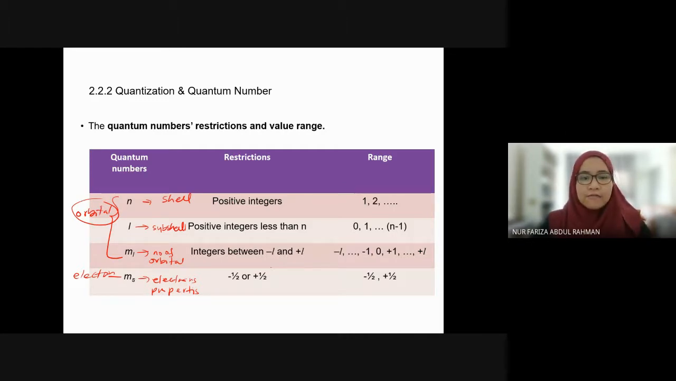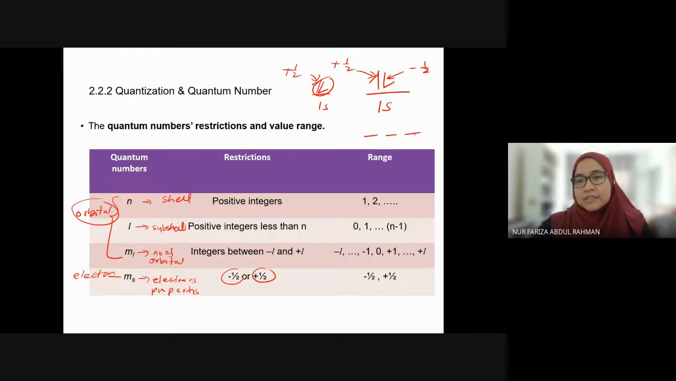So for MS we have positive half and negative half. These two are not dependent on N, L and ML. It's just that we should know that in one orbital, let's say we have a 1s orbital, the maximum number of electrons that can occupy this orbital is 2. Let's say this is positive half, and this one is negative half. This is 1s, so we have one pointing up, the other pointing down.